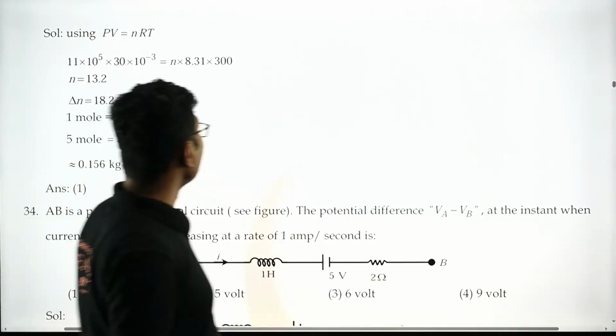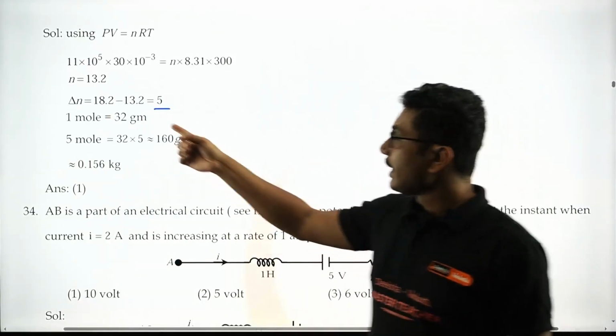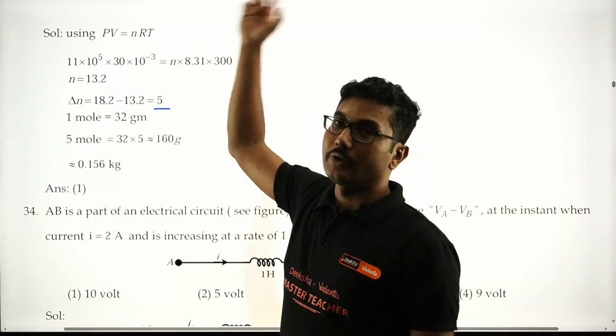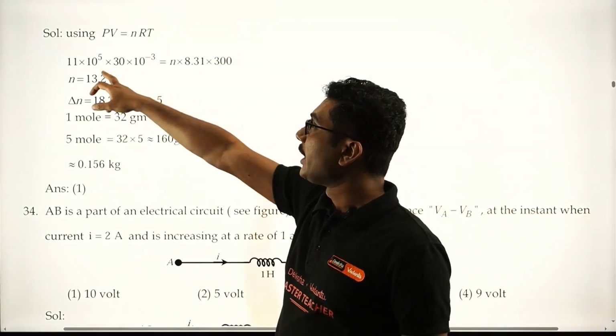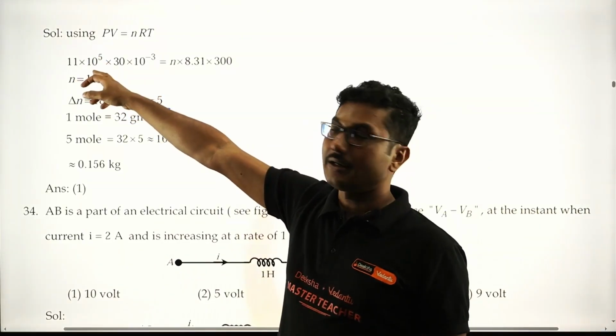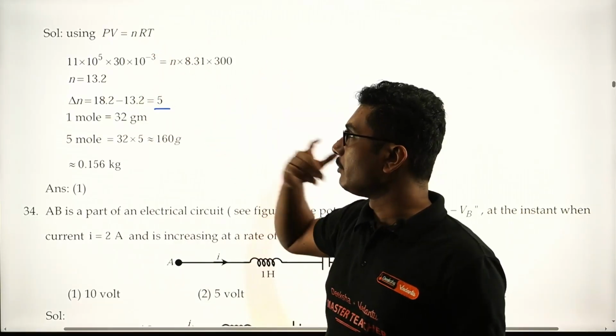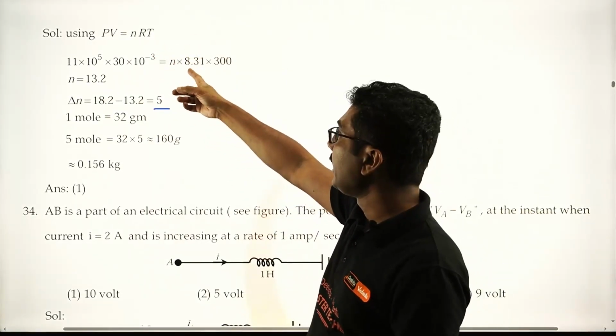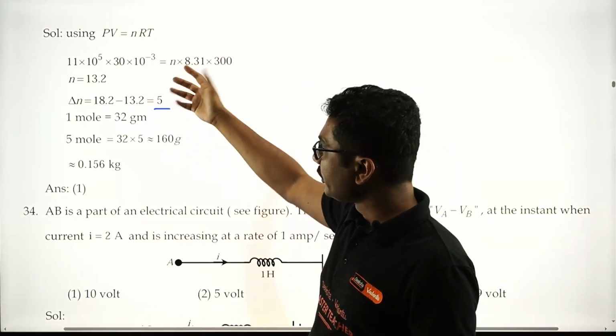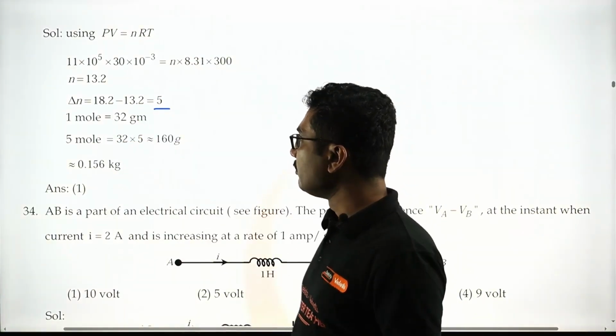Initially the mole number was given as 18.2, and because you have taken out some of the gas, you get the final pressure to be 11 atmosphere. So from there you calculate the n. Okay, PV is equal to nRT. Volume is given, volume is fixed, right? n you have to calculate. So this much oxygen must be removed.